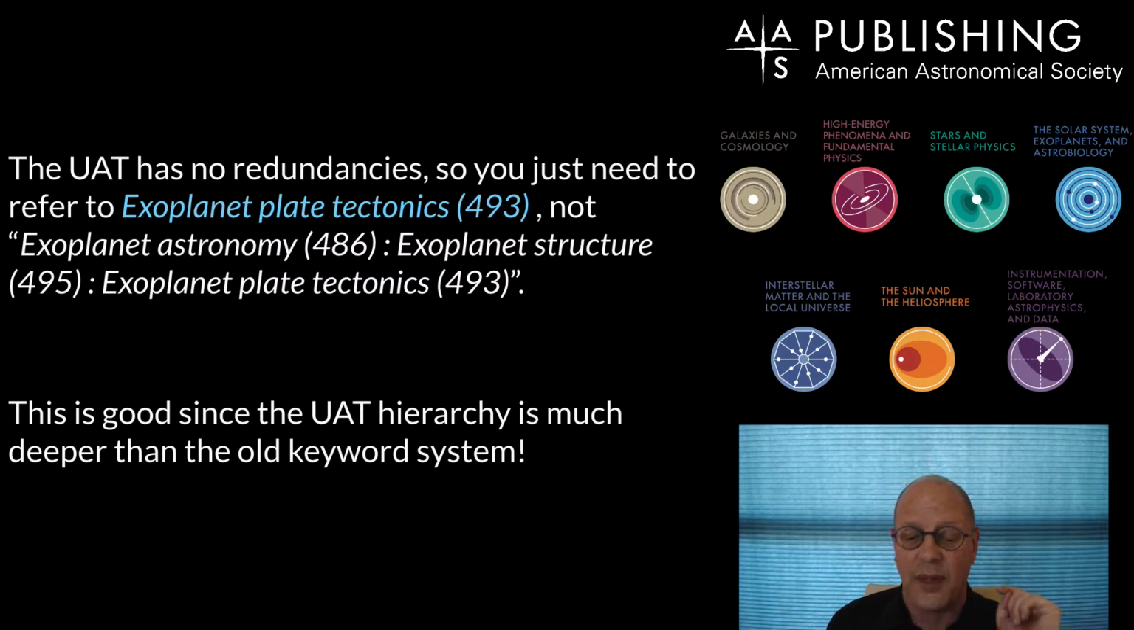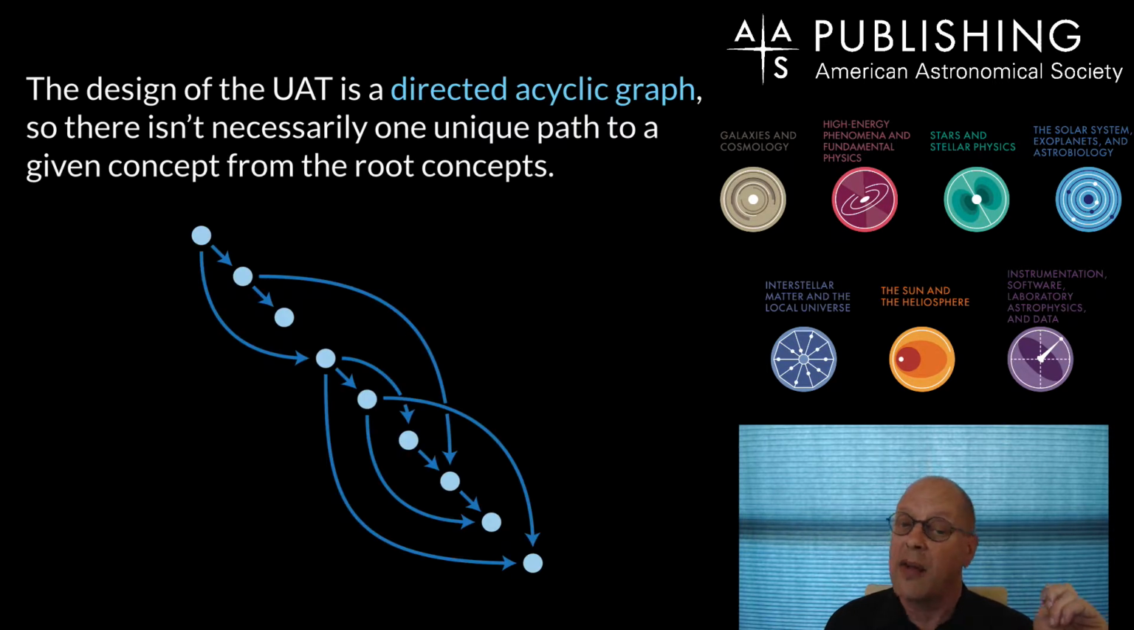Just one will do. And this is a good thing because the UAT hierarchy is much deeper, much richer than the old keyword system. In fact, the design of the UAT is what is known as a directed acyclic graph. So there isn't necessarily one unique path to a given concept from the root concepts. If you want, take a peek at, for example, the Wikipedia article on it. It's basically a graph.